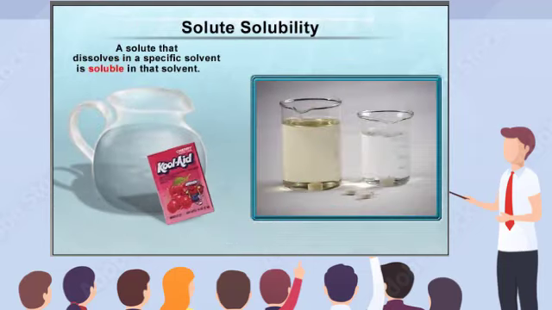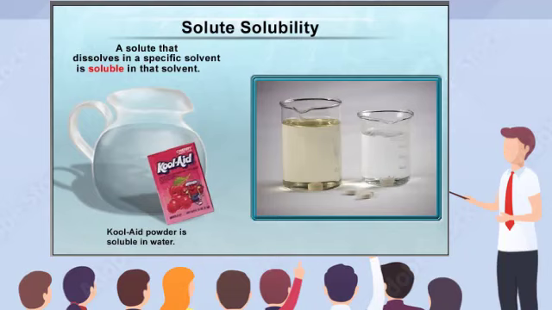A solute that dissolves in a specific solvent is said to be soluble in that solvent. As you have just seen, Kool-Aid powder is soluble in water. However, not all substances dissolve to form solutions in a given solvent.